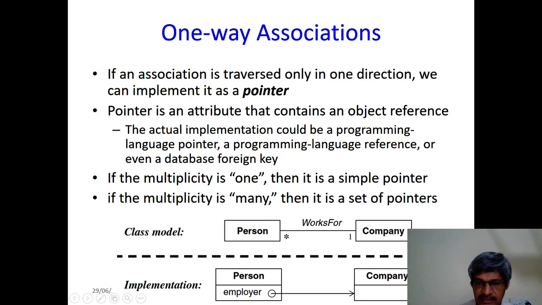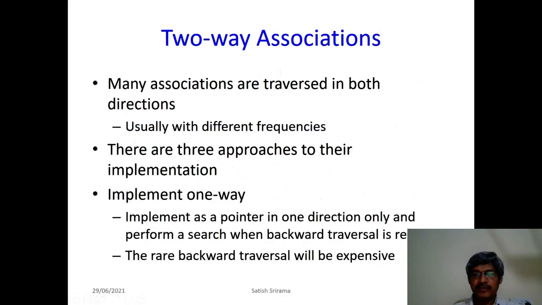But if the multiplicity is many, say from the other way around, several persons are working for the company, and now this association is employees, then in the company you will maintain a set of pointers pointing to multiple persons. If the multiplicity is many, then it is a set of pointers. That's about one-way associations. But if you have two-way associations, which is actually the norm, many associations are traversed in both directions.